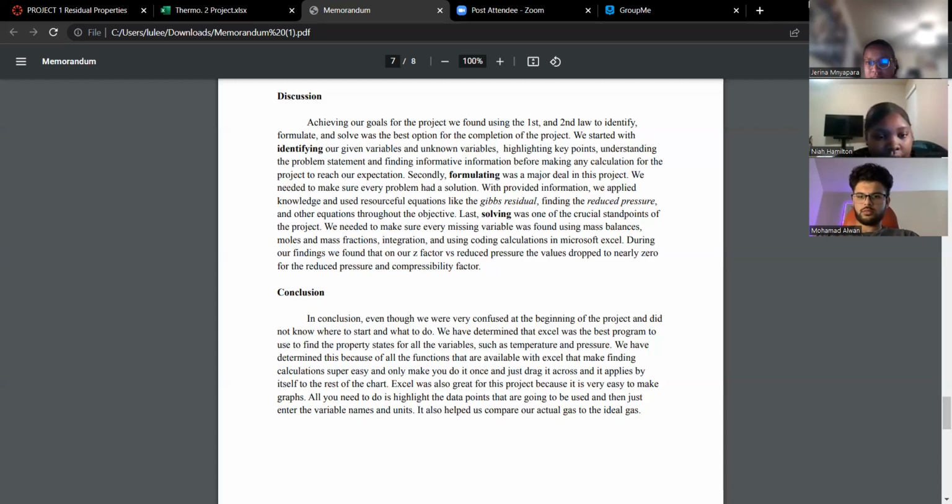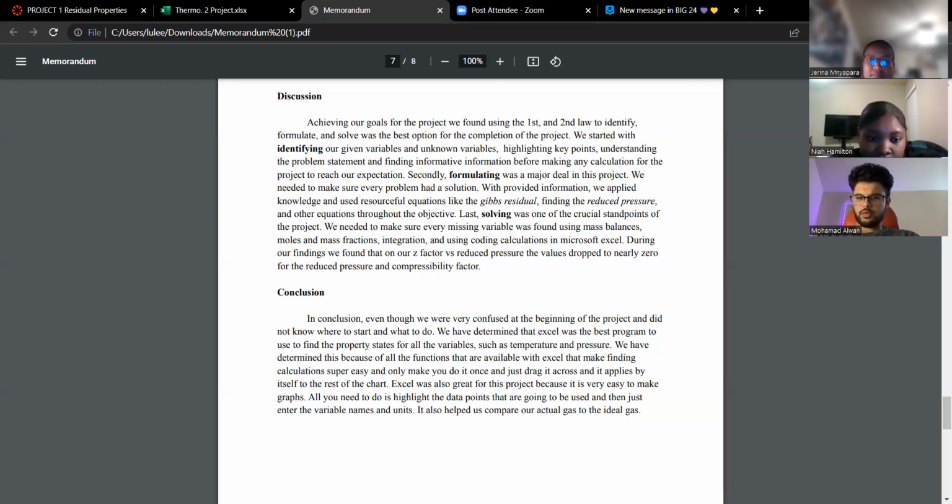In conclusion, even though we were very confused at the beginning of the project and did not know where to start and what to do, we have determined that Excel was the best program to use to find the property states for all the variables, such as temperature and pressure. We determined this because of all the functions available in Excel that make calculations super easy: you only do it once and just drag it across, and it applies by itself to the rest of the chart. Excel was also great for this project because it is very easy to make graphs.